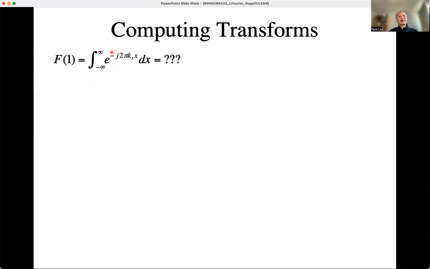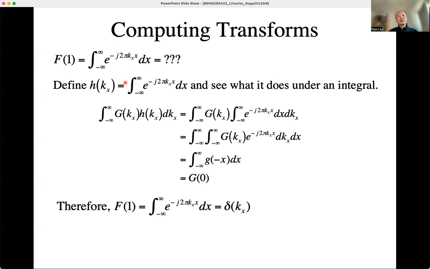If you evaluate this, you're going to get e to the something of x with some other stuff. And what's e to the -j infinity? It's really not well defined. So it turns out the way to define this is as a generalized function. So you actually have to see what it does under an integral.